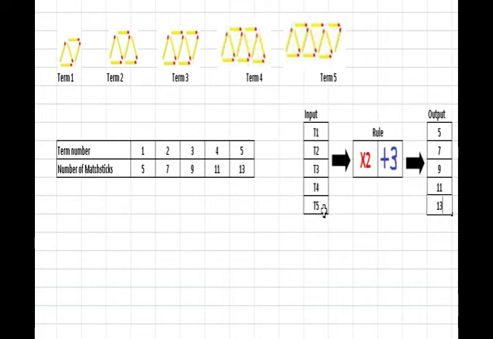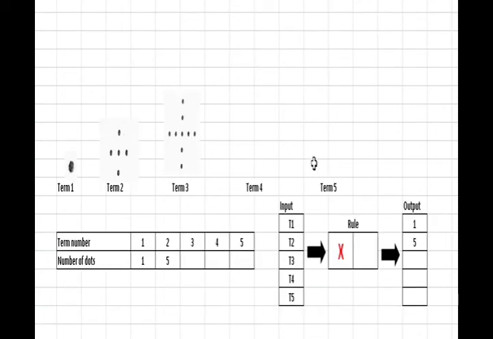So if I want to know how many matchsticks are used, for example, in the 10th term, in the 10th diagram of this pattern, I would say 10 times 2, which is 20, and 20 plus 3 is 23. So in the 10th term, I'm going to be needing 23 matchsticks. You can work out any term, even if this pattern has 100 terms in it, without drawing each term individually. Right, let's quickly move on to the third and last example.